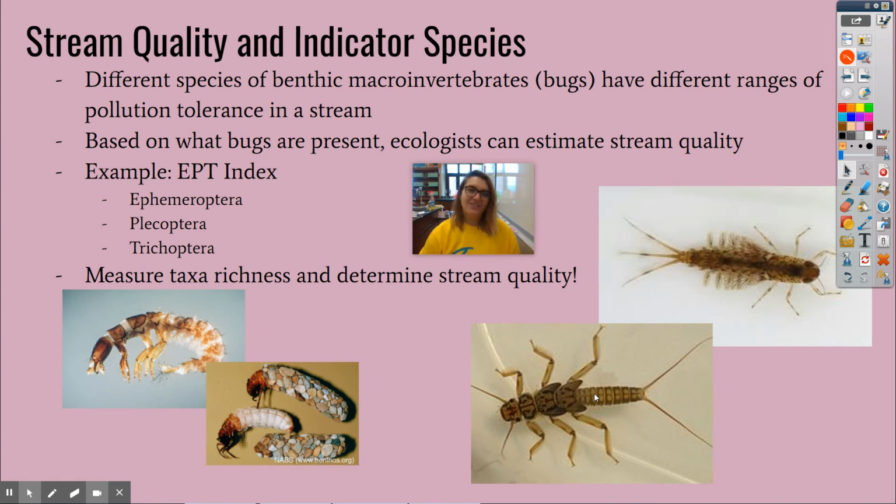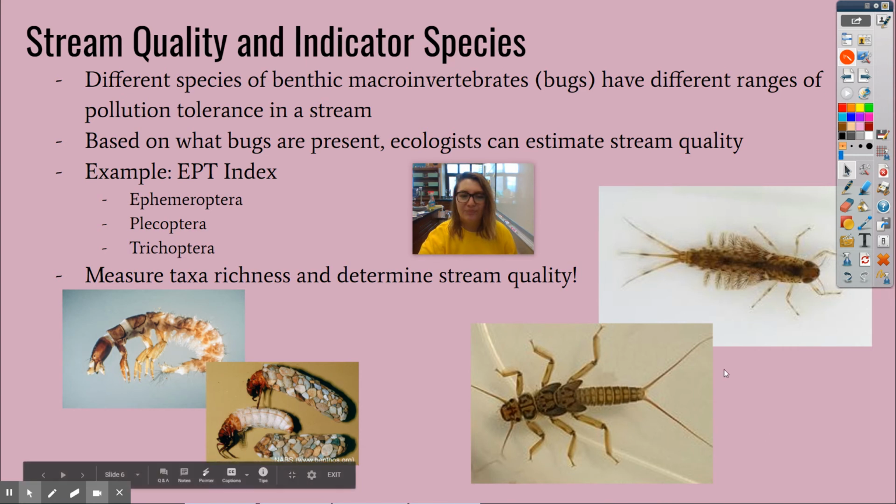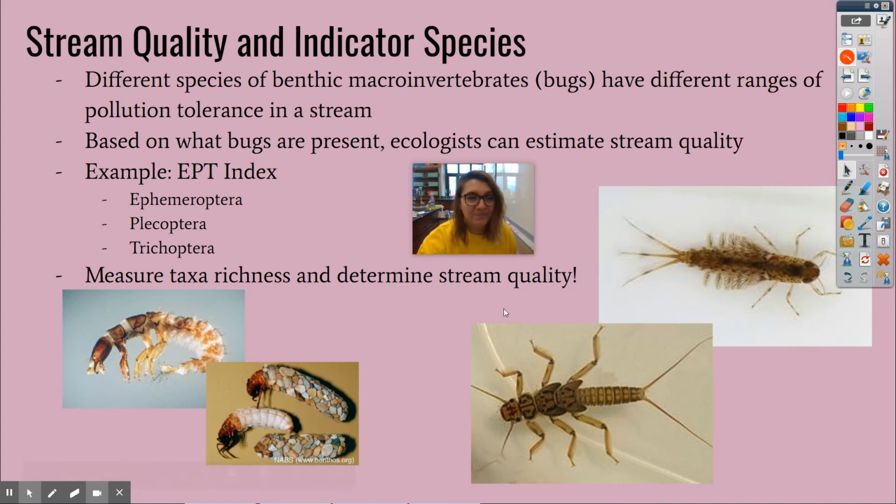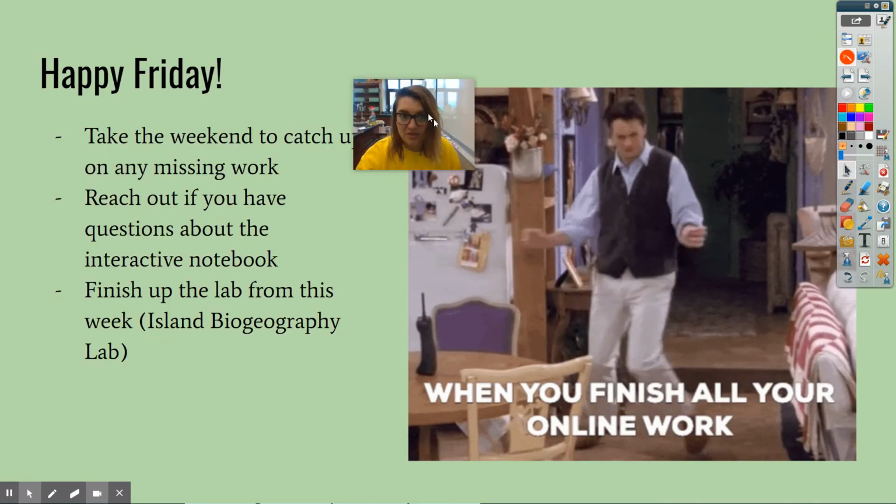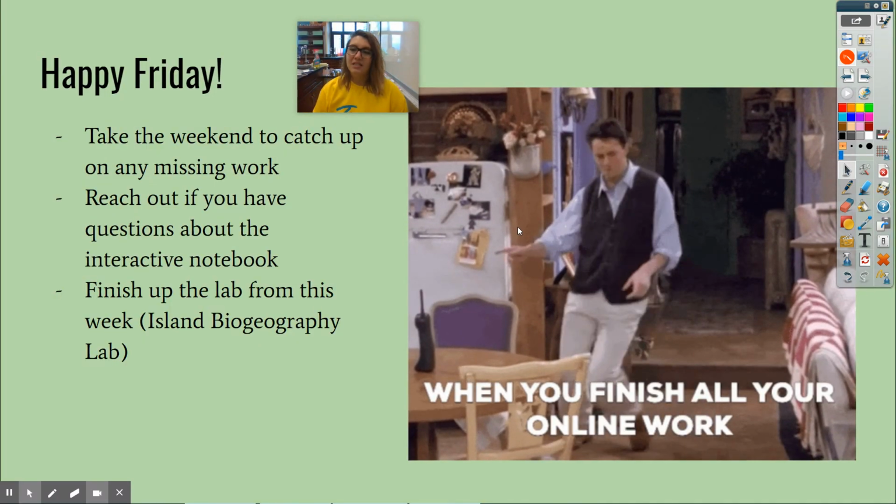When I was in college, I went out to a bunch of different streams. I had to wear waders, get into streams, and take these big bags and shove them against the floor of the stream. Then I would take up the dirt, take collections, and go back to the lab and pick out all the bugs. These three specific bugs. I would go through and pick out all the bugs, which was actually a lot of fun. All right, so that is ecological tolerance and indicator species.